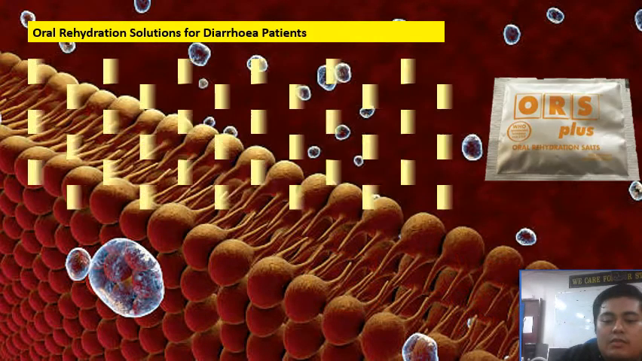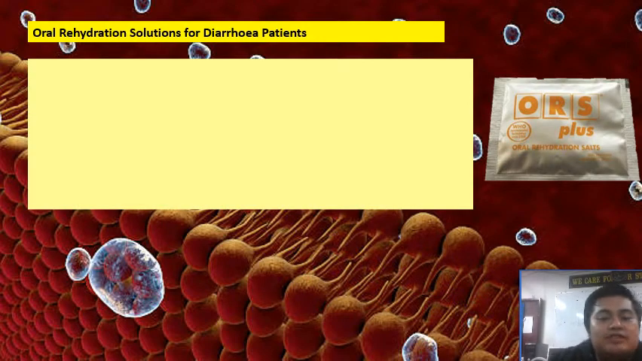tissue. So next, oral dehydration solution for diarrhea patient. So kalau korang pergi klinik, kalau korang pergi hospital, korang cakap korang cirit birit. So biasanya doktor akan bagi korang ubat ni, ORS.